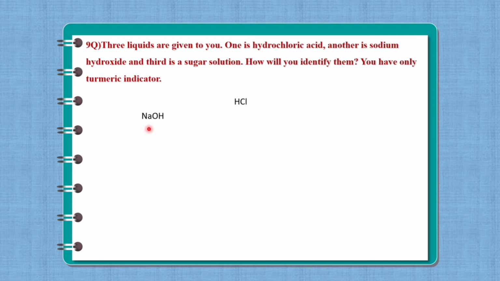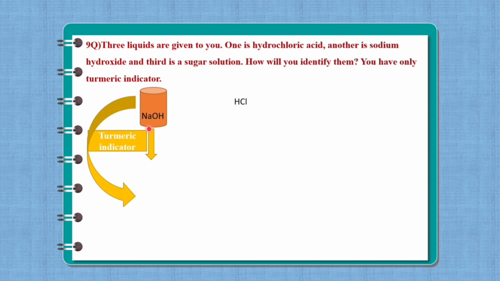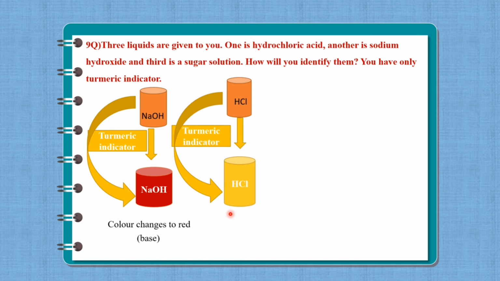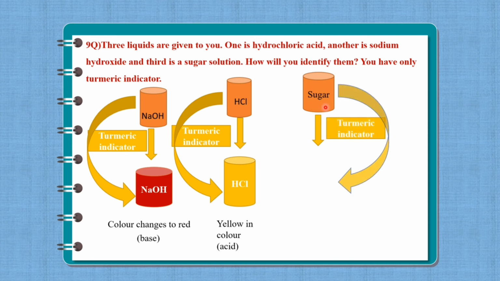To the sodium hydroxide, if we add turmeric indicator, the color changes to red. It indicates that bases change the color of turmeric indicator. Second one, hydrochloric acid. To the hydrochloric acid, if we add turmeric indicator, the color changes to yellow. It is an acid. Third one, sugar solution. To the sugar solution, if we add turmeric indicator, there will be no change in the color of the sugar solution. It indicates a neutral solution.